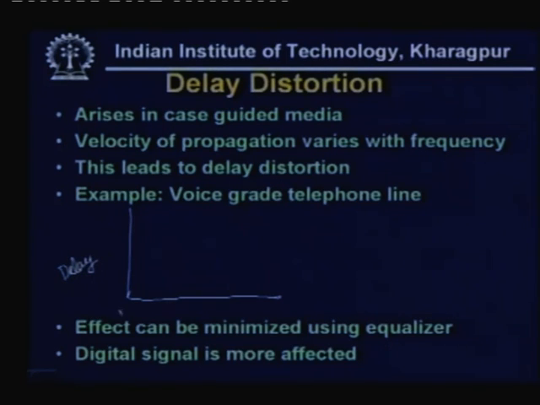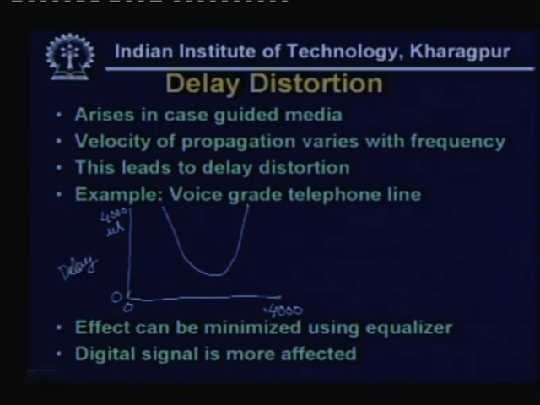and delay is say varying from 0 to 4000 microseconds. And on this side, this is the frequency, that means hertz. So 0 to 4000, that is the bandwidth of the medium. Now it has been found that in the middle part, the delay is less. That means velocity is more. On either side of the frequency range, the delay is more or velocity is less.